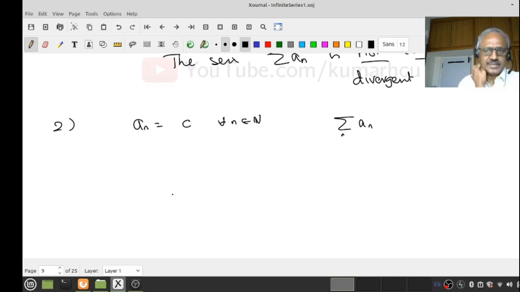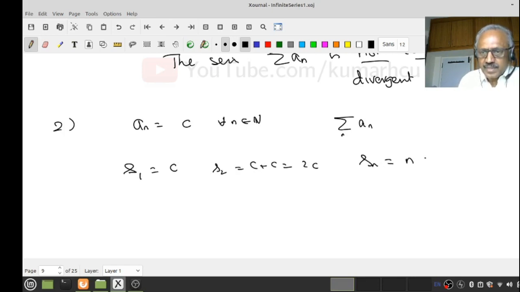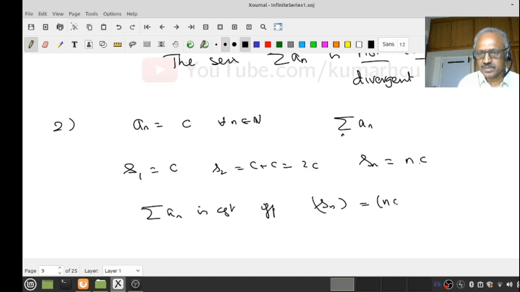So let us look at it. What is my S1? C. What is S2? C plus C, which is 2C. Therefore, what is Sn? n times C. Right? Now, when is the series convergent? If and only if the sequence Sn is convergent.